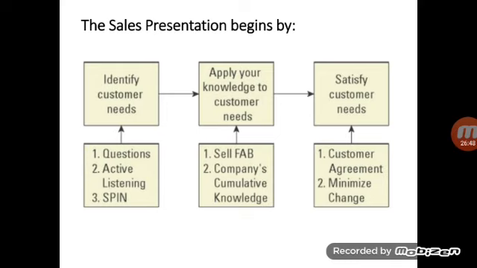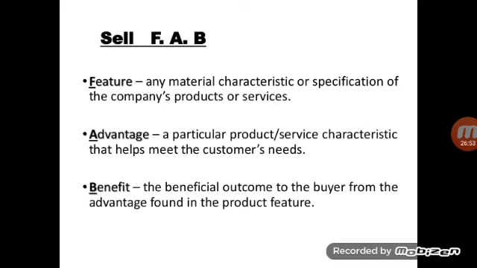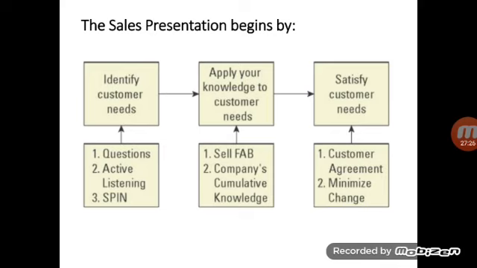So here you can use sell FAB. FAB stands for feature, advantage and benefit. Of course, all this information about your product and services should be at your fingertips: the feature of your product, the advantage, the benefit. Then you can immediately say, okay, Mrs. Lim, you're having this problem. I have this product where the features are so, the advantages are so, and the benefits are so. I'm very sure this product can help you to solve the problem. So you have to know this in order to apply that knowledge to your customers.